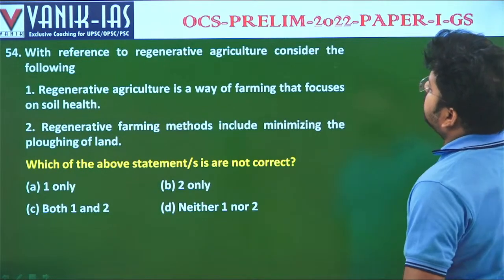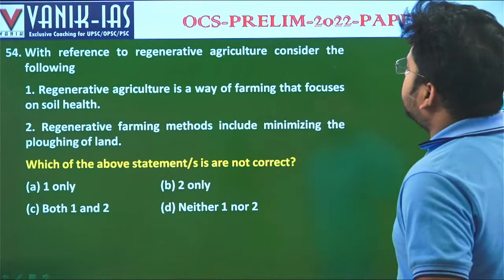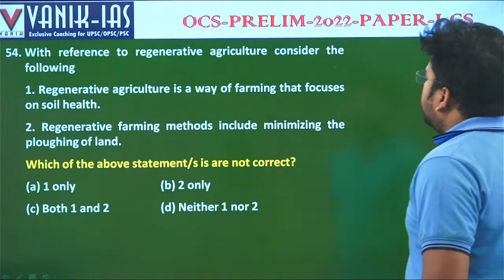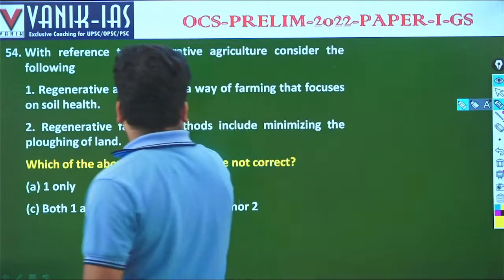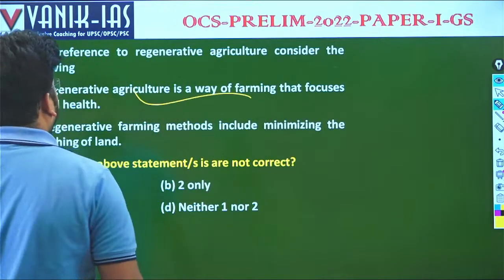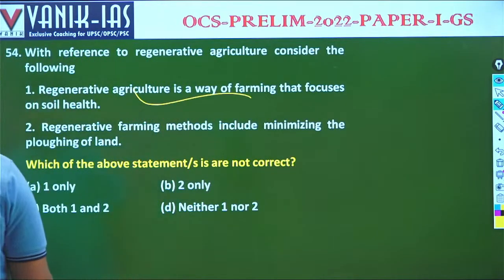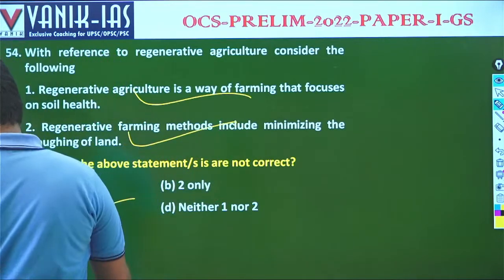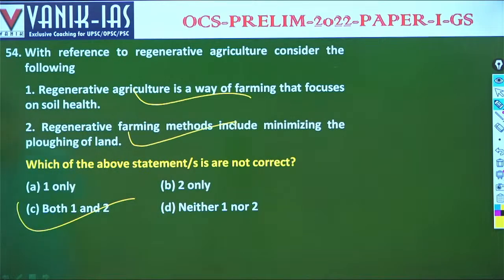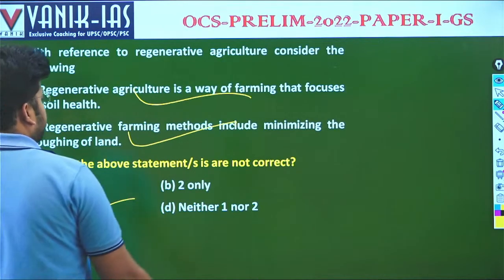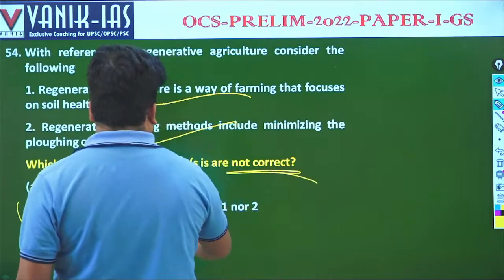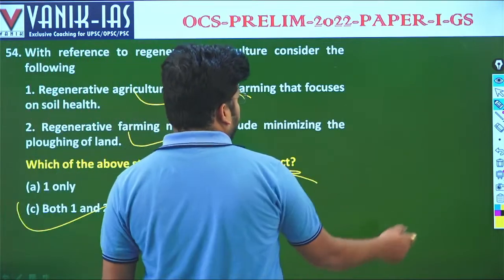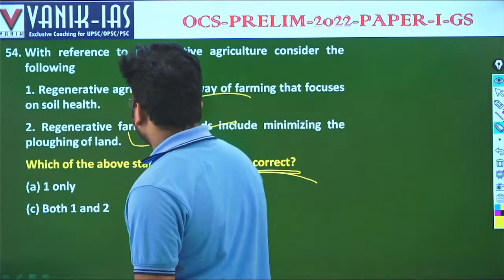With reference to regenerative agriculture, consider the following. Regenerative agriculture is a way of farming that focuses on soil health. It is right. Regenerative farming methods include minimizing the plowing of land. Both statements are correct regarding regenerative farming methods. But the question asks which are not correct. So neither 1 nor 2 is incorrect. Both are correct.